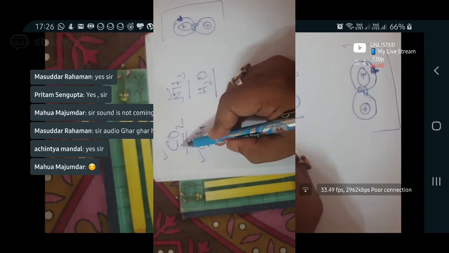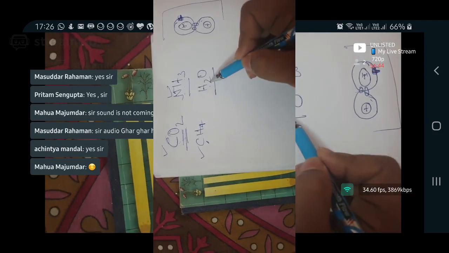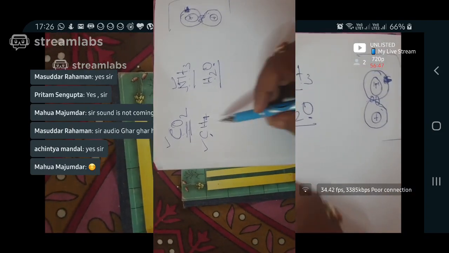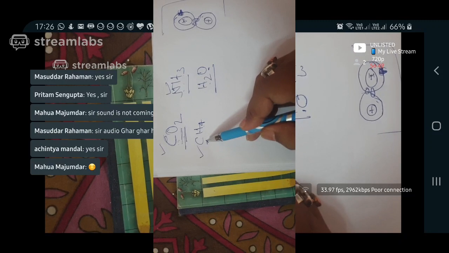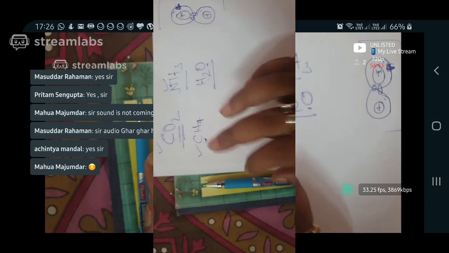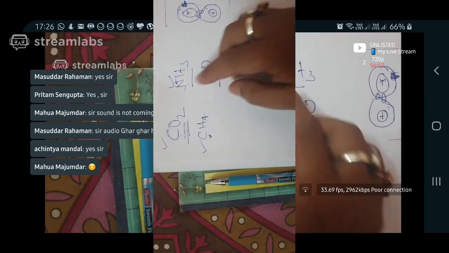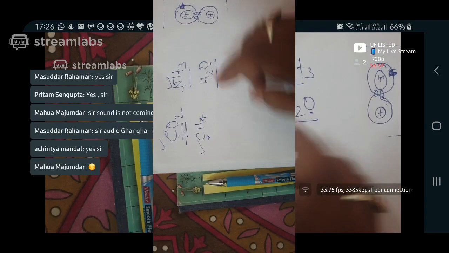In case of CO2, C is the central atom. In case of NH3, N is the central atom. In case of H2O, O is the central atom. In case of CH4, C is the central atom. Means whichever is in less number. In CH4, C is in less number, so C is the central atom. In CO2, C is the central atom. In NH3, N is the central atom. In H2O, O is the central atom.